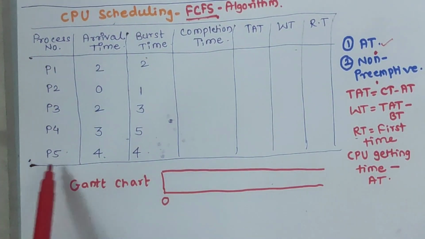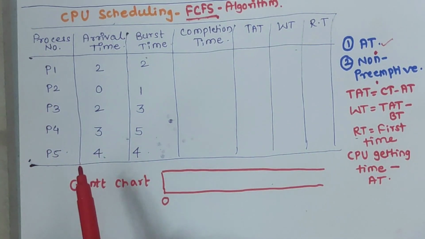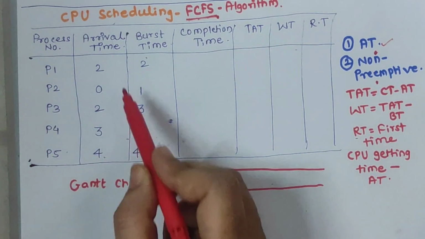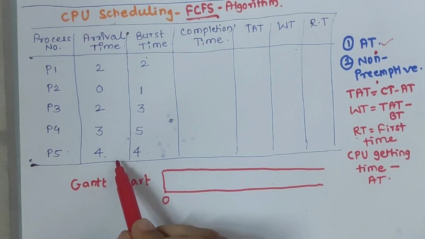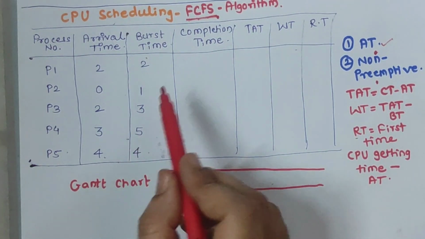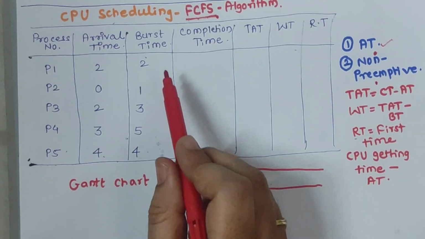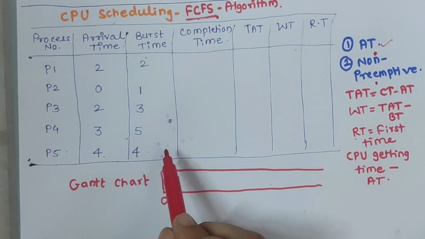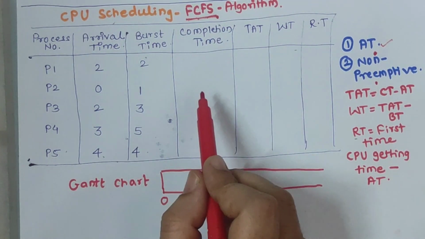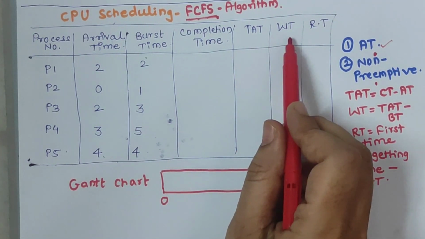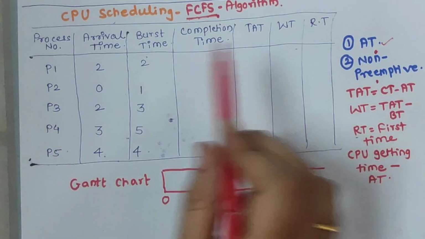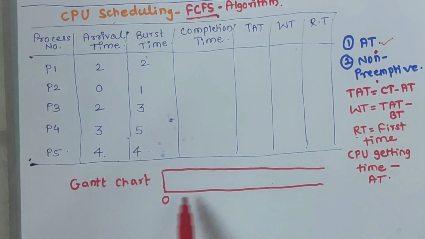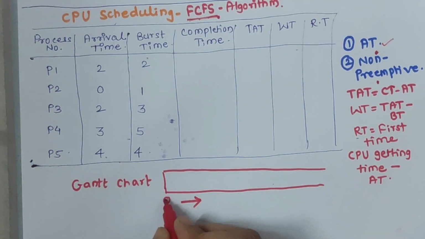Now let us see the processes. There are a total of 5 processes: P1, P2, P3, P4 and P5. This is the arrival time, that is the time at which these processes are arriving at the CPU. This is the burst time, that is the time required for completion of execution of these processes. Now we have to calculate completion time, turnaround time, waiting time and response time. The problem is to be solved with the help of Gantt charts. Here we can see the processes which are arriving at the CPU, and we have to put them in the Gantt chart. This is the Gantt chart starting from time unit 0.